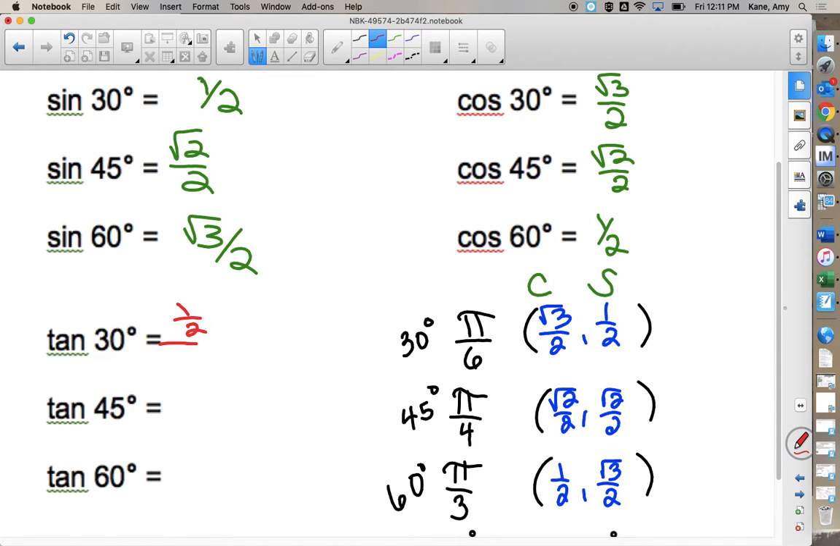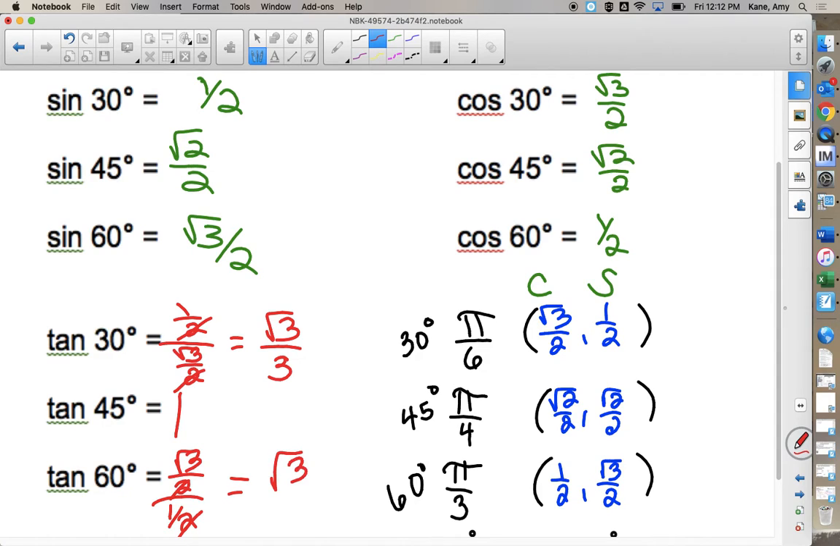Good. So tangent is really 1/2 divided by the square root of 3 over 2. The halves cancel, and we have 1 over the square root of 3, which is square root of 3 over 3. The tangent of 45 would be sine over cosine, y over x, that's just 1. And then as she said, the tangent of 60 degrees is the square root of 3, because the denominators cancel, and you end up with the square root of 3. Questions?